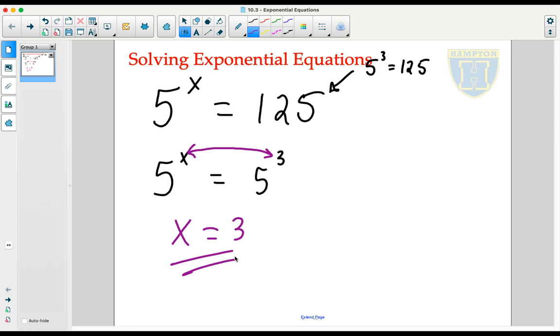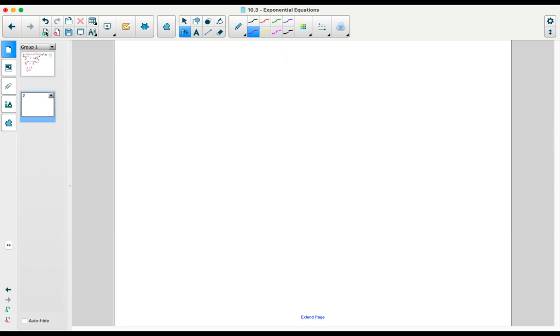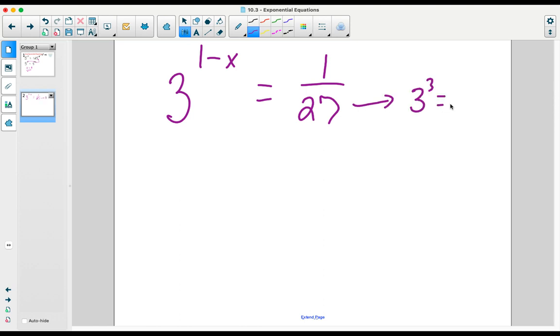That ability to rewrite one of the sides of the equation with the same base, not necessarily the same power, but the same base, is going to prove critical to our solving these equations. Let's look at another. 3 to the power of 1 minus x, already more complicated than the last example, is equal to 1 over 27. You should be looking for multiple opportunities to try to match these bases up. So you should check that the number is a power of 3. Well, 1 over 27 isn't necessarily a power of 3, but I know that 27 is a power of 3.